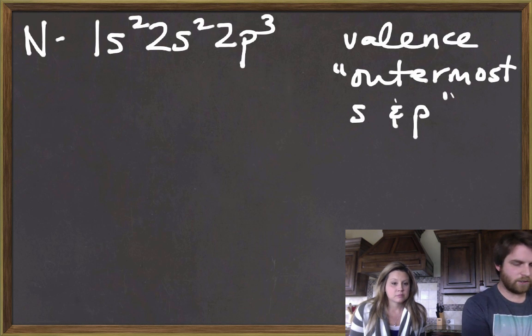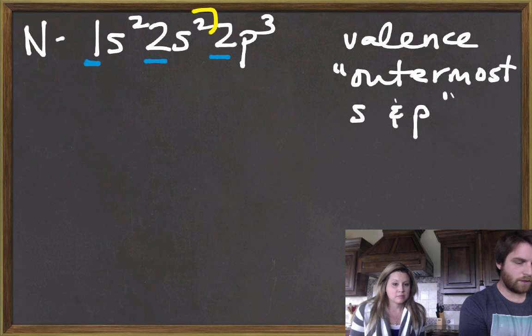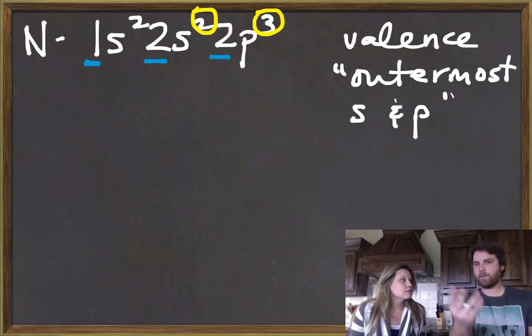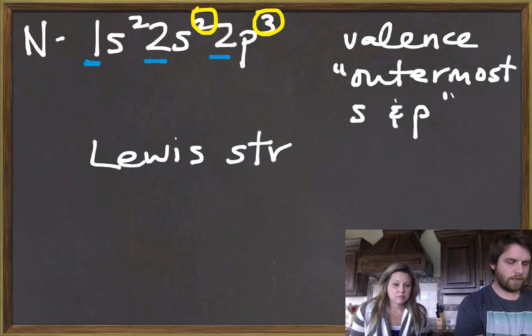If we're looking at energy levels here, remember 1, 2, and 2. Those are my energy levels, but the highest energy level that we have here is energy level number 2. And we look at how many electrons are in the S and P of the highest energy level. How many do we have here? 5 total.